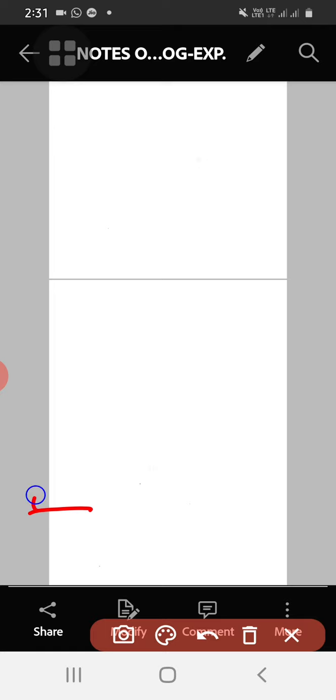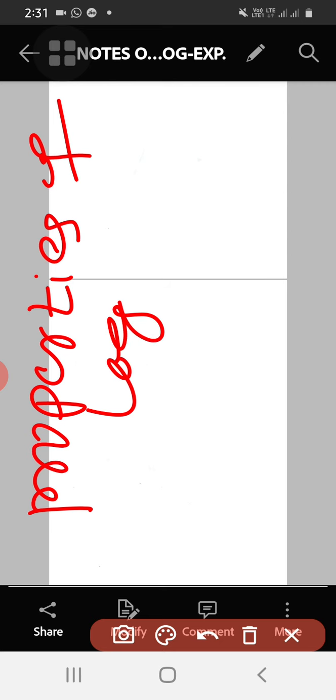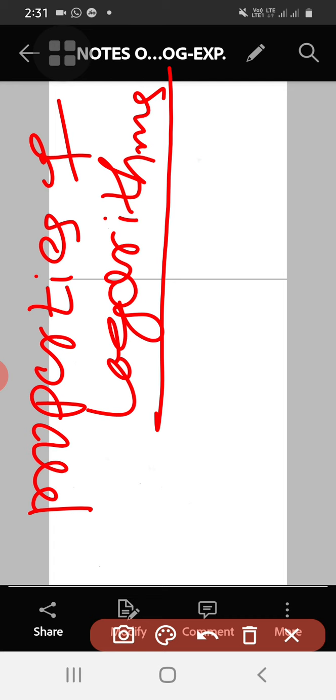So here we have some properties of logarithms. Okay, what are the properties of logarithms? We have important properties of logarithms. We use them in differentiation. So you must know those properties.